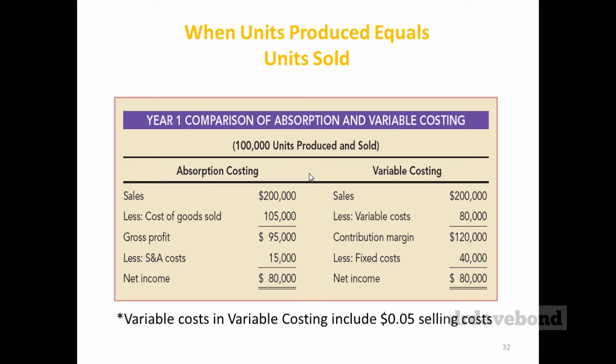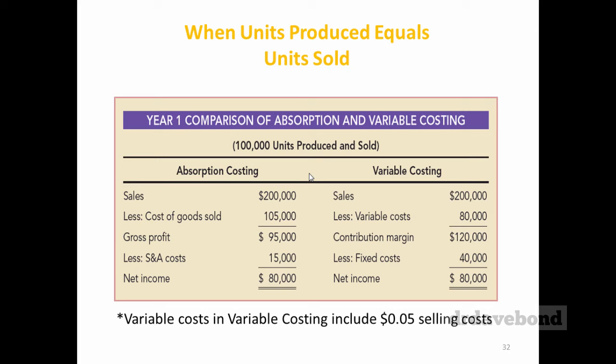So sales, 200,000 is, even though we should have explicitly said somewhere, we're assuming a sales price of $2. Sales price of $2 times 100,000 units sold. So we produced and sold 100,000 units. What's the next bit? Less cost of goods sold, 105. That's the $1.05 from the previous slide times 100,000 units. That gives you 95,000.